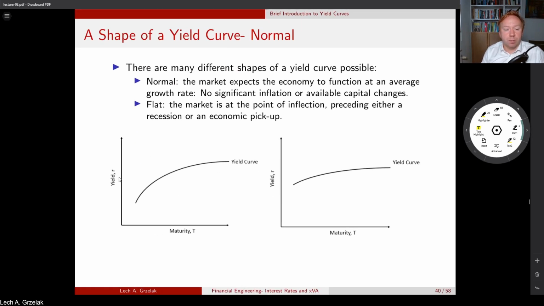Yield curve, so if we plot this R, so not zero coupon bonds, but R, then we have multiple different shapes. Right now, because it's only a brief introduction to yield curves, I would like to just give you a little bit of flavor of what the possible shapes are. We will discuss it in more detail in the lecture dedicated to yield curves and yield curve construction. So this is a so-called normal yield curve.